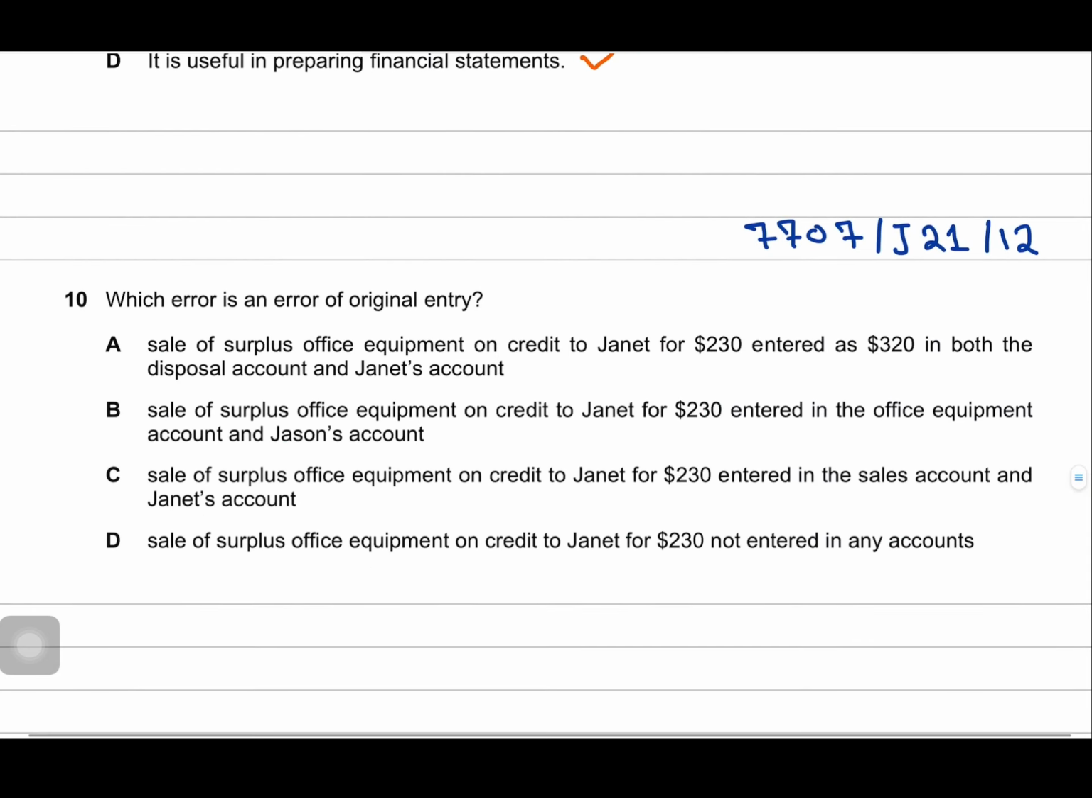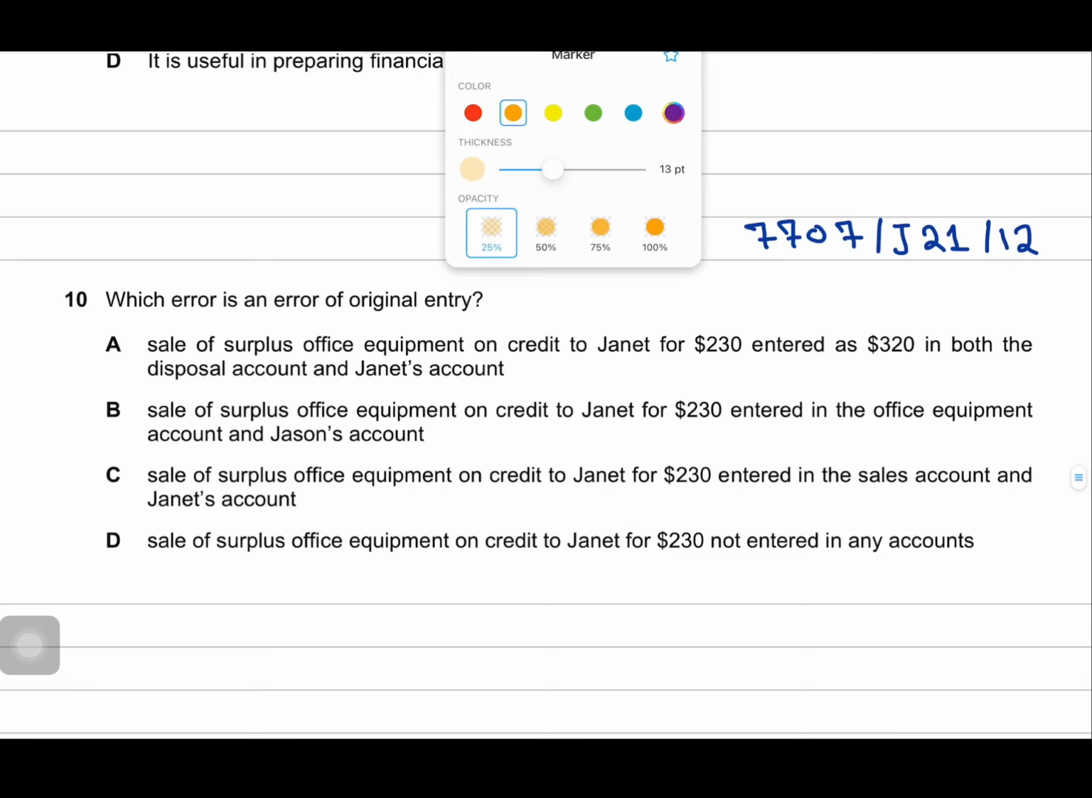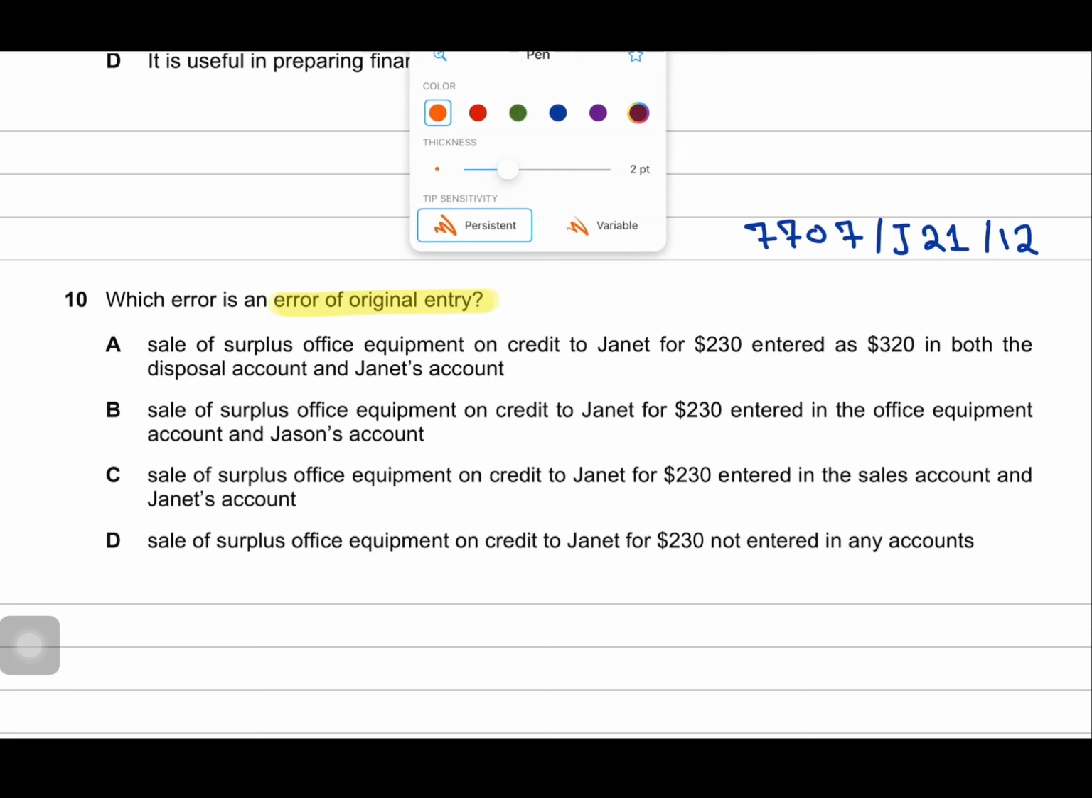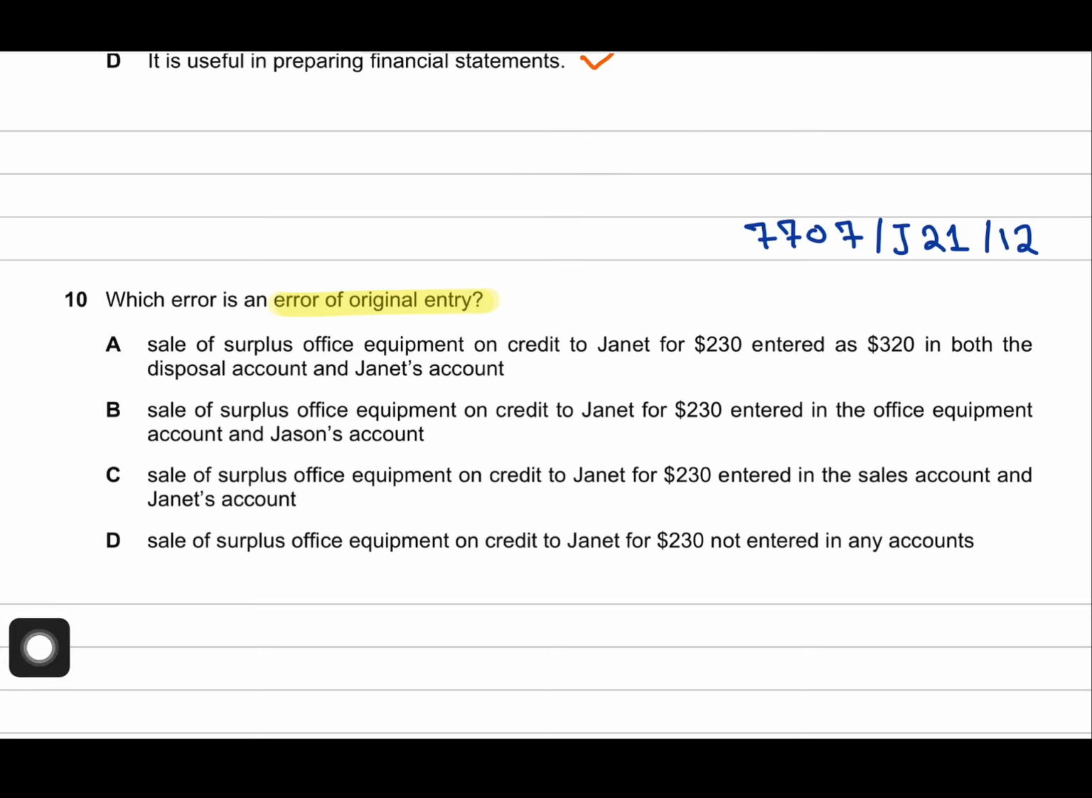Now, let's move to our next example. This says, which error is an error of original entry? Okay, again an error of original entry question, but it has really good options, which will help us in revising our other errors as well. So this time let's start reading from option D.